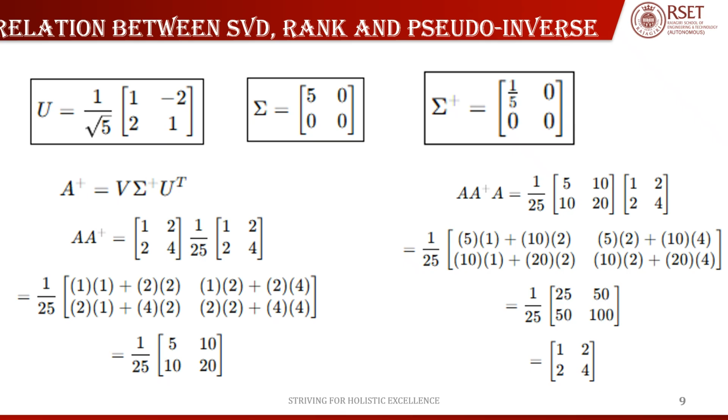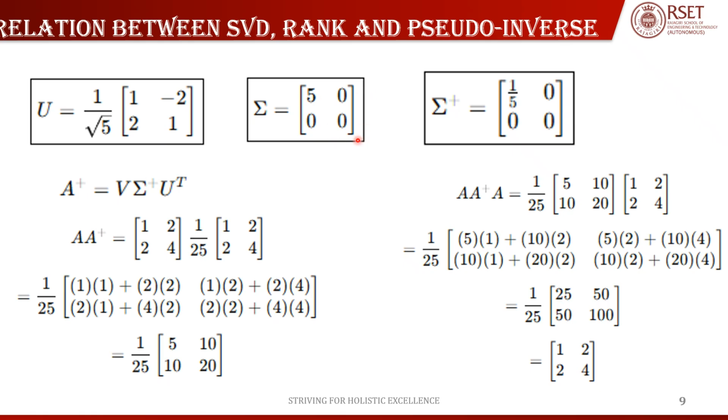Then just form u. Your u will be, and just write it in columns, this is your u1, this is your u2, and you have 1 by root 5 outside. And your sigma: you have the first eigenvalue, it was 25, so you take its root, which is 5, and you have 0, and your A was 2 by 2, so your sigma will also be 2 by 2. And now what will be your sigma plus? You'll just take the inverse of 5, which is 1 by 5, and you have 0, so let it be 0 itself.